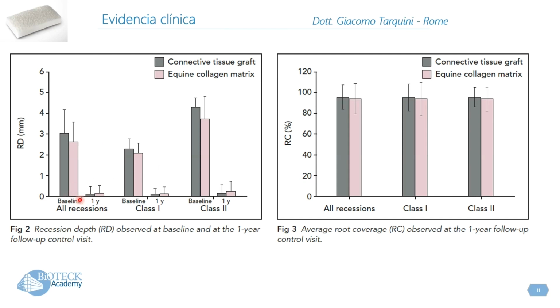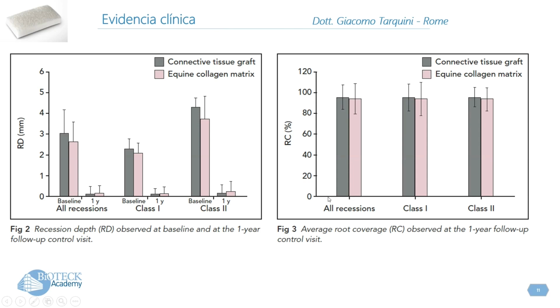If we consider all the recessions treated, because in this study there were class 1 and class 2 based on the old classification of Miller, so we say RT1 now. So all these recessions correspond to RT1 classification of Cairo, and as we can see, both of them reach more than 95% of total root coverage. That is the parameter to assess the success of the procedure.